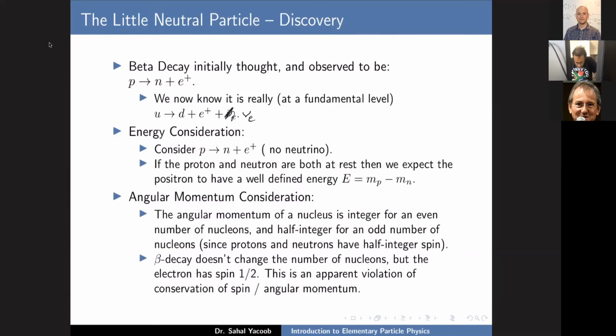I also mentioned that there's an angular momentum consideration. The angular momentum of a nucleus is integer for an even number of nucleons and half integer for an odd number of nucleons. When we have beta decay, a proton becomes a neutron, so we're not changing the number of nucleons. So the spin of the nucleus doesn't change, but the positron coming out has spin a half. And that appears as a violation of spin and angular momentum.